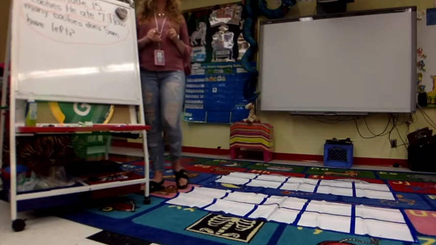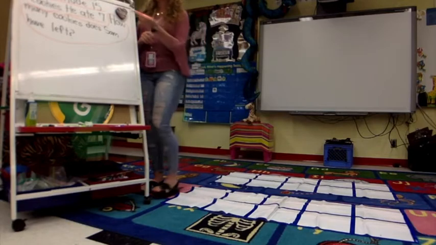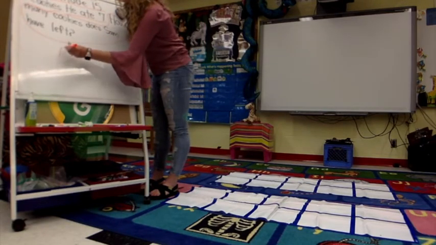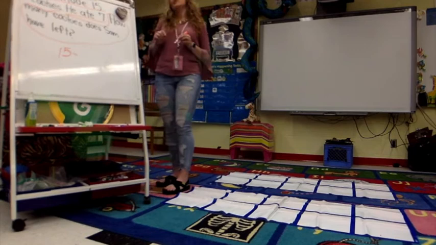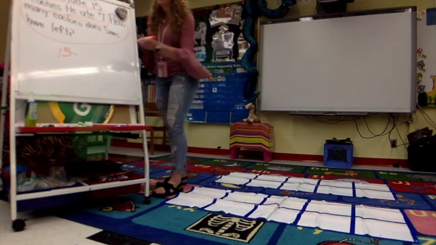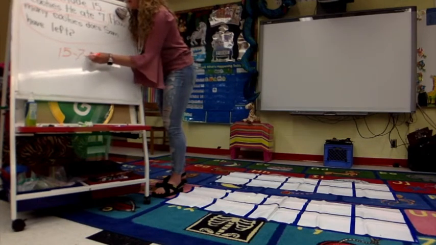And remember, when we subtract, we always start with the biggest number. Right here it says he starts with 15 cookies. So that means our big number is 15. So we are taking away from 15. So we have 15 cookies, and then he ate 7. So that means we are solving the problem 15 minus 7.